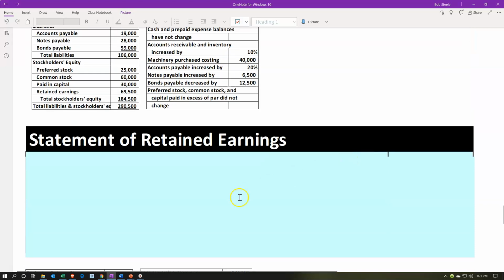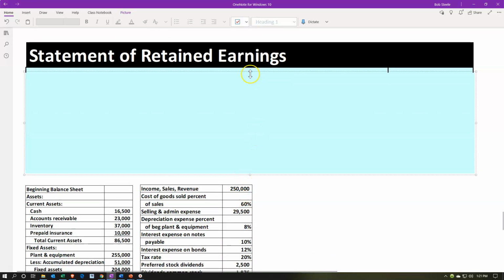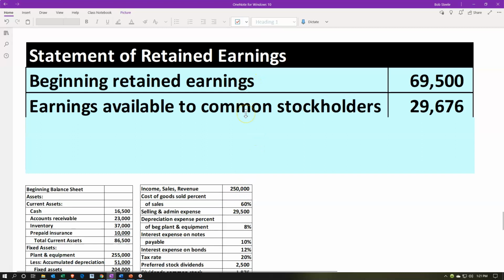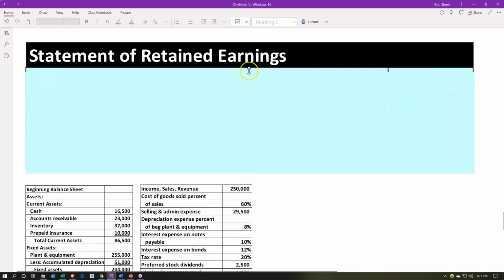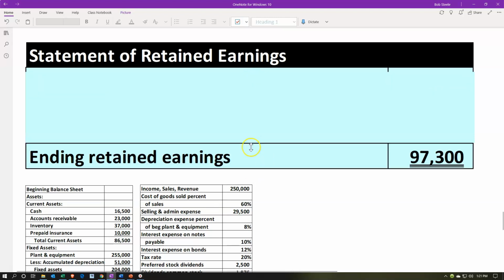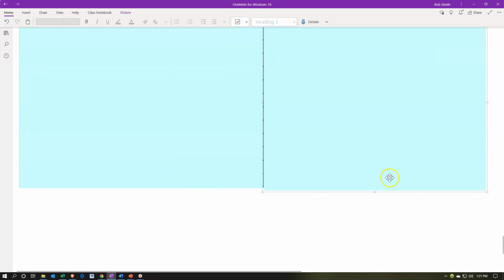And then if we look at the statement of retained earnings, we're going to be using that earnings available to common stockholders to help calculate the ending retained earnings. And this ending retained earnings then is what is going to link the balance sheet and the income statement. This then will be found on the balance sheet.